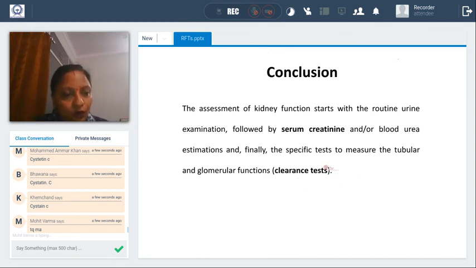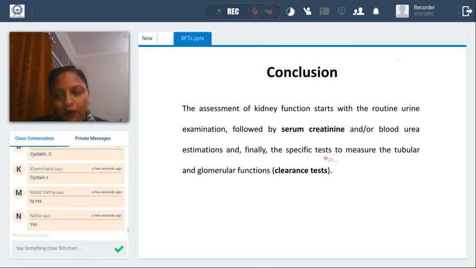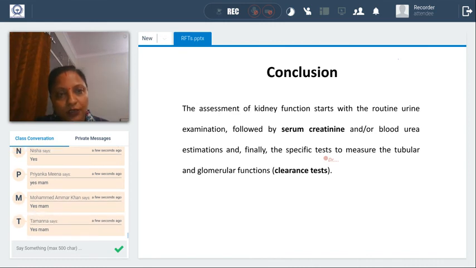So it is clear to all of you. Please write in the box. It is equally important for your practical examination. LFT and KFT or RFTs, these topics are equally important for your practical examinations.